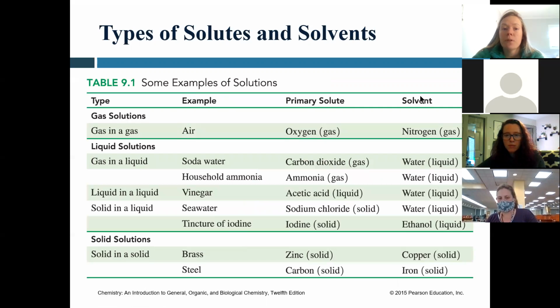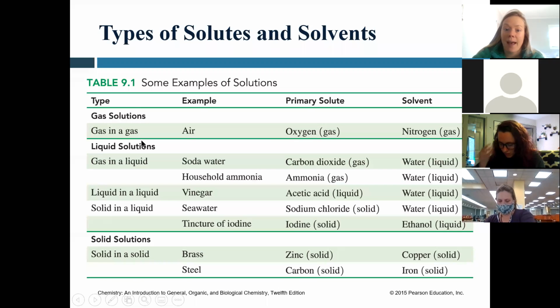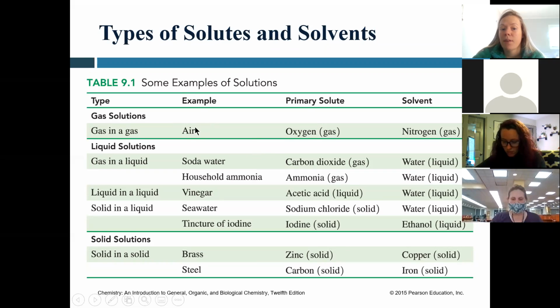So here are some different examples of solutes and solvents. If we have a gaseous solution, where we have gas in gas or gas dissolved in gas, an example of that would be air. So we have oxygen and nitrogen mixed together. Liquid solutions are where we see a lot of our solutions happening.